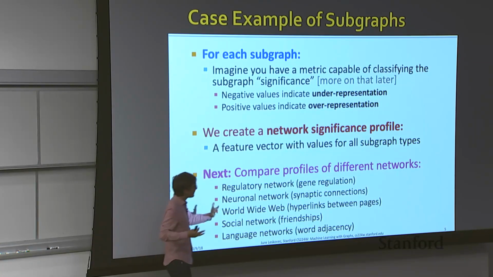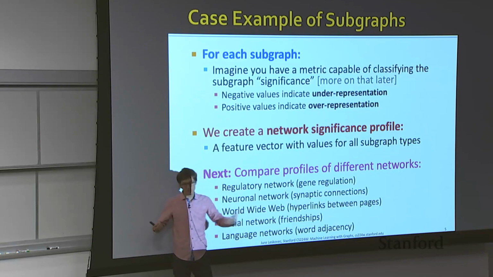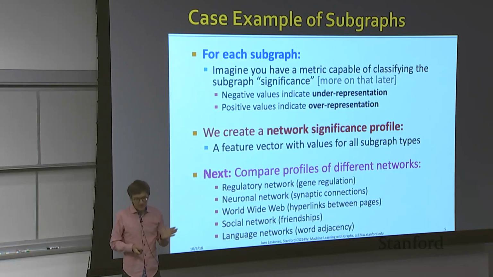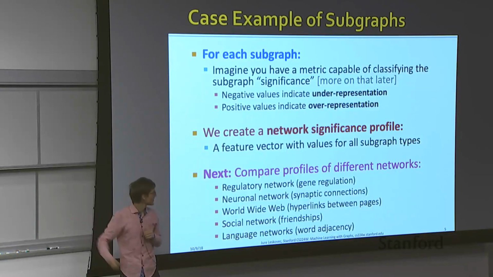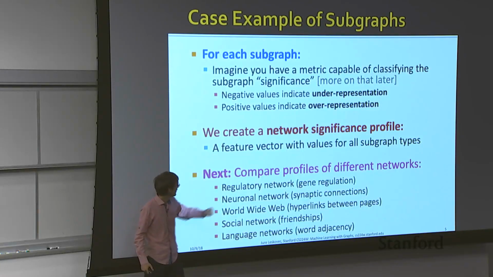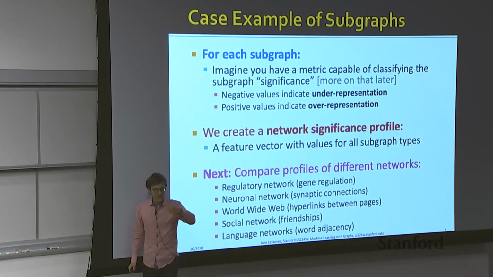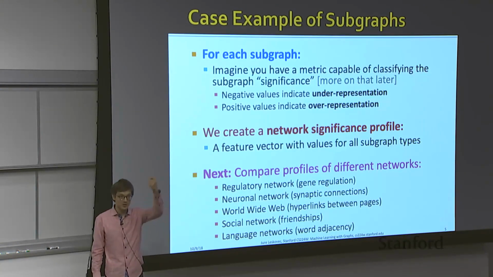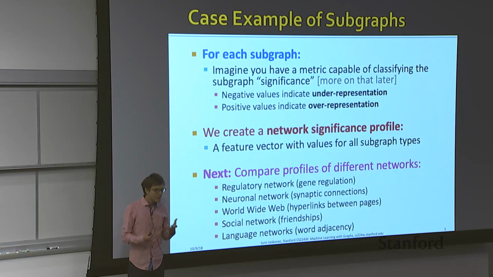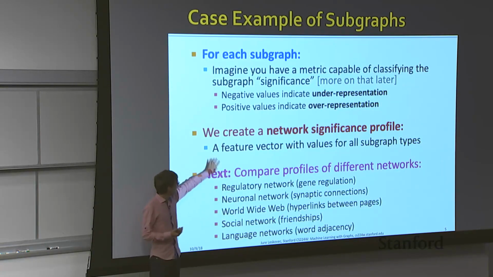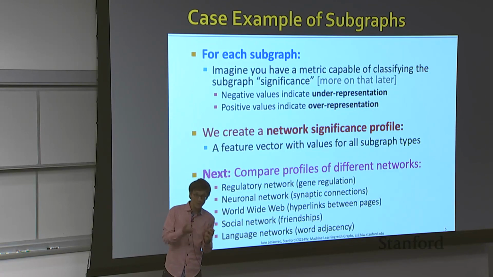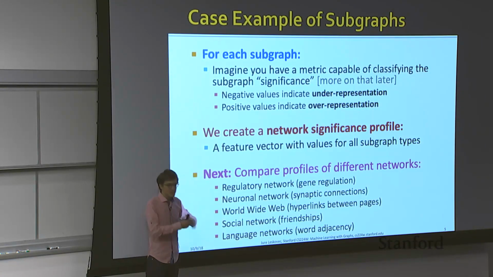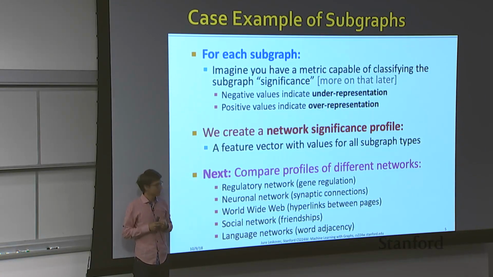And then for a given network, we can create a significance profile where for every one of the possible subgraphs, the 13 subgraphs on the previous slide, we will have a number that tells us whether that particular substructure is overrepresented or underrepresented. And what I will show you next is that just by looking at these significance profiles of different networks, we can distinguish networks coming from different domains.